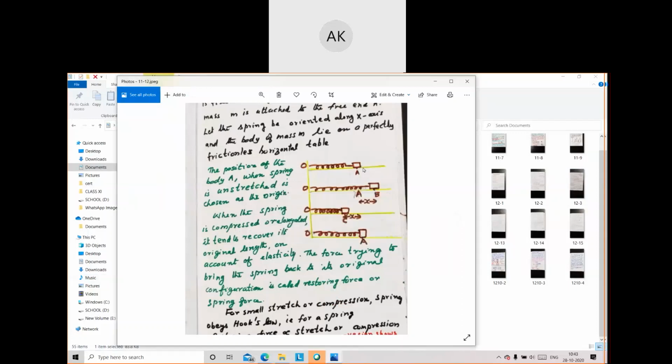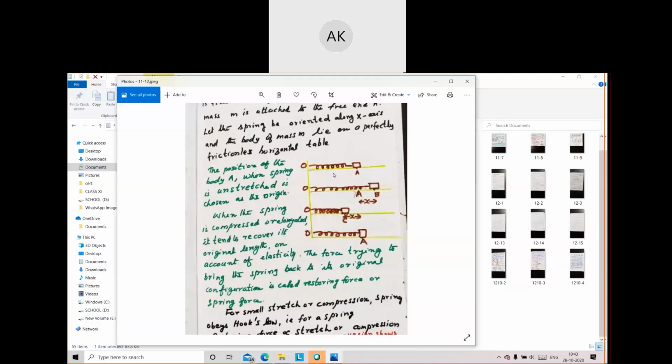Then, suppose we are stretching the spring to a distance x. And you know, when the spring is stretched, a force will come into play which will bring it back to the mean position.